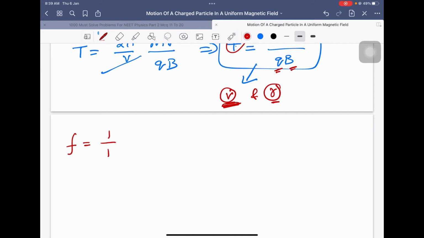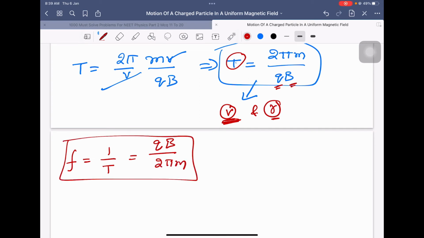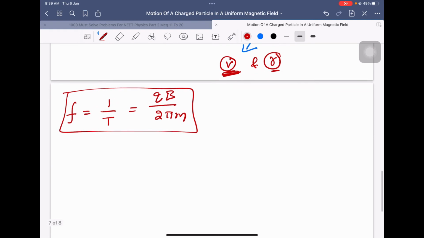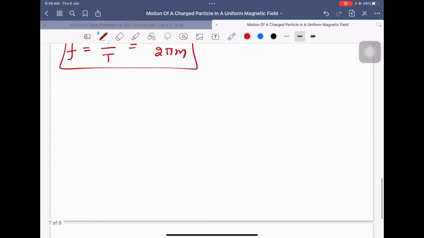So what is the frequency of revolution then? Frequency is equal to 1 by time period. Frequency of revolution will be given by therefore qB divided by 2 pi m. Frequency of revolution of a charged particle is given by qB by 2 pi m. Now we will move on to the next case.